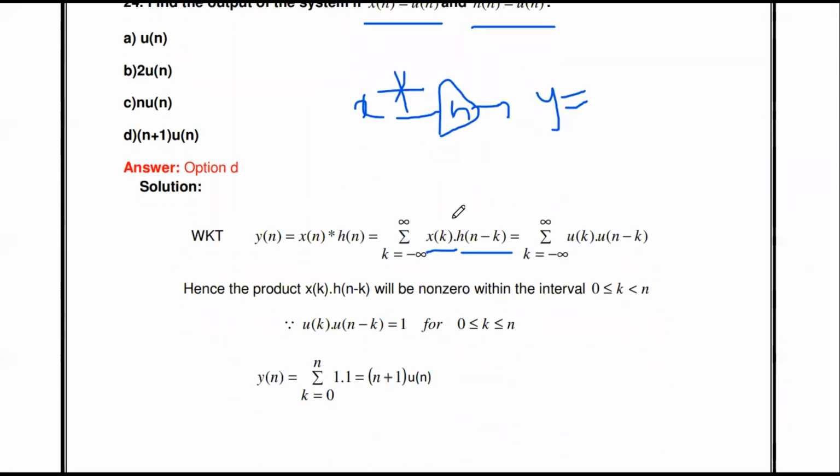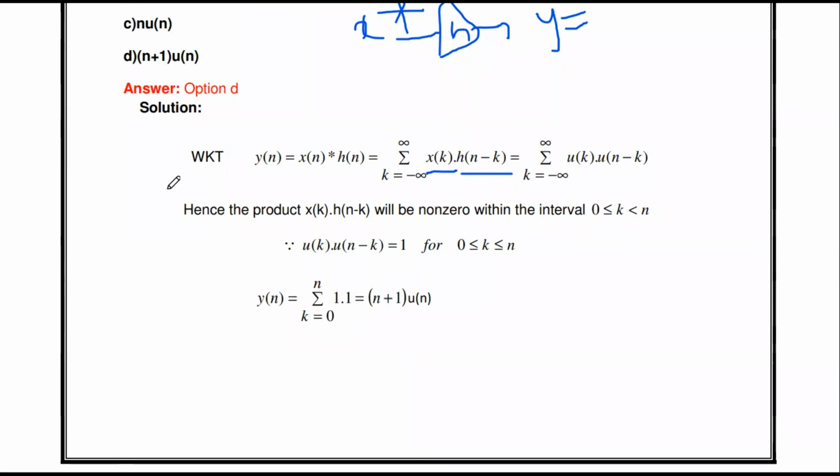From that x of n, we have to find x of k. You just replace n with k, so it is u of k. What is h of n minus k? In h of n, you just replace n by n minus k, so it is u of n minus k.